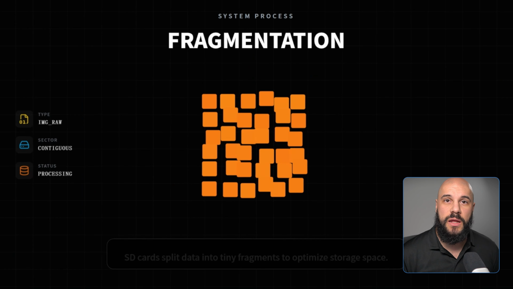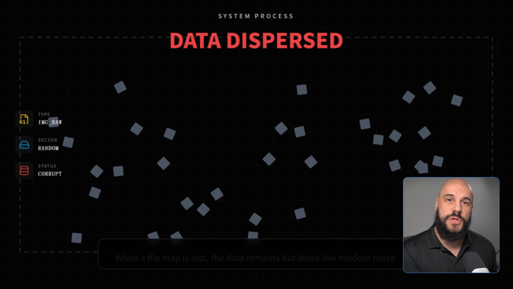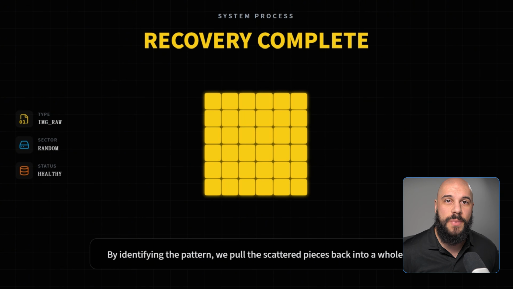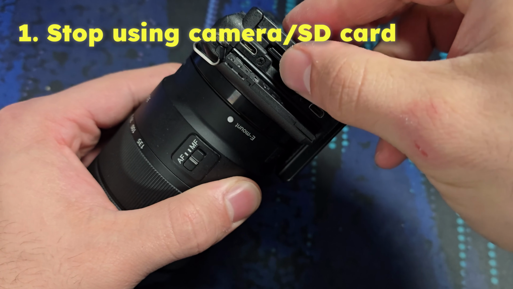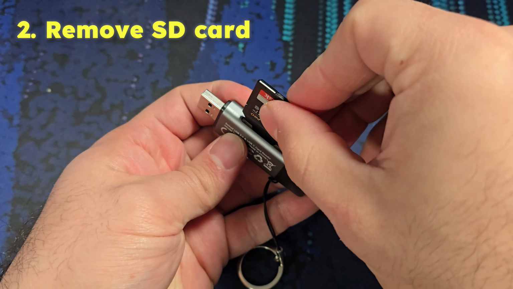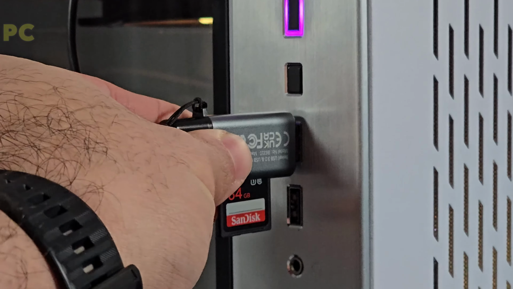Over long periods of time, they can split up the data into fragments across the card. So the recovery isn't about just getting the file back, it's about putting that fragmented data back together again. So the first thing you want to do is stop using the camera or the card to make sure that the data doesn't get overwritten. Then we're going to go ahead and remove the SD card from here and connect it to our computer.